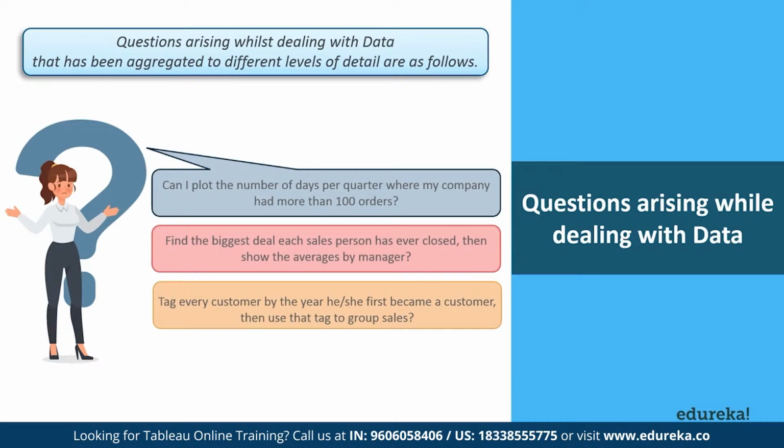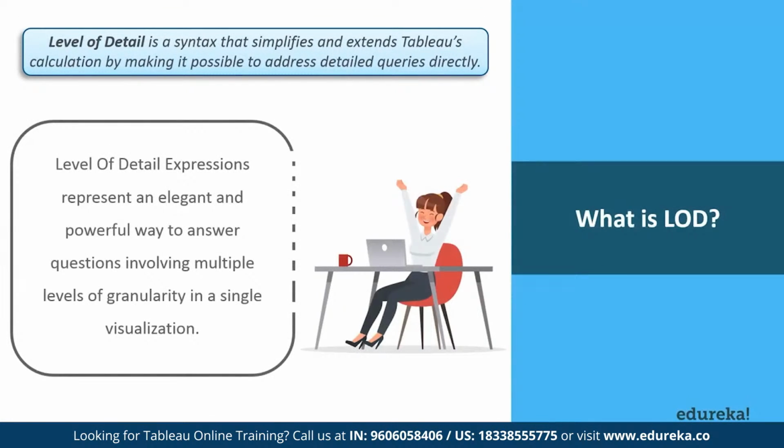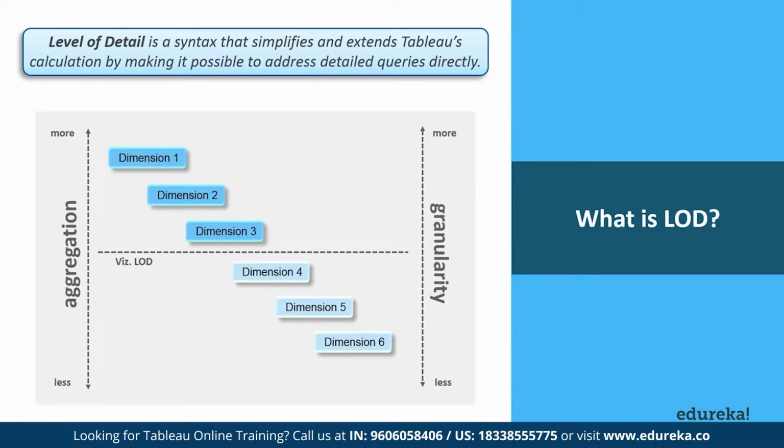In order to address these types of questions, Tableau 9.0 onwards introduced a new syntax called the level of detail. Now, this new syntax both simplifies and extends Tableau's calculation language by making it possible to address level of detail questions directly. So in simple terms, level of detail expressions represent an elegant and powerful way to answer questions involving multiple levels of granularity in a single visualization. Now, granularity and aggregation in LOD are inversely proportional to each other. How it works is, the more the level of granularity, the less is the level of aggregation and vice versa.